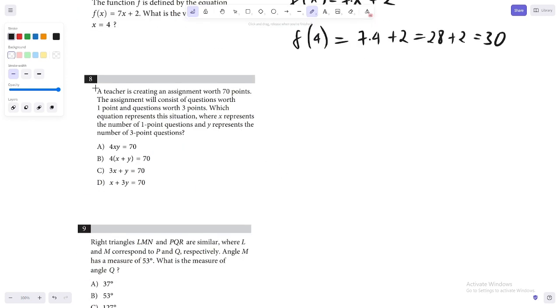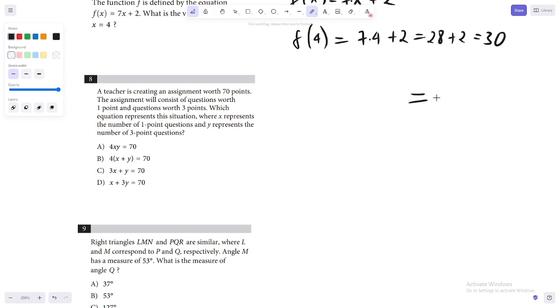So, the eighth question. A teacher is creating an assignment worth 70 points. The assignment will consist of questions worth 1 point and questions worth 3 points. Which equation represents this situation where x represents the number of 1-point questions and y represents the number of 3-point questions? Alright, again, we have to build an equality, and for that, let's understand the question.